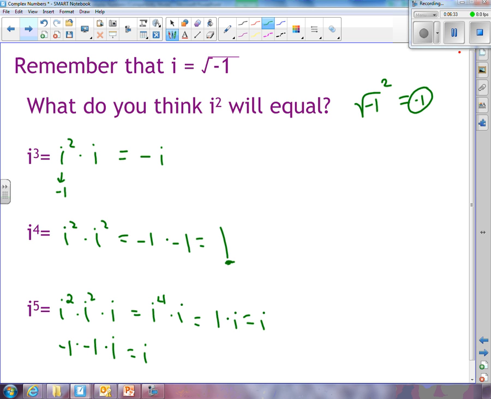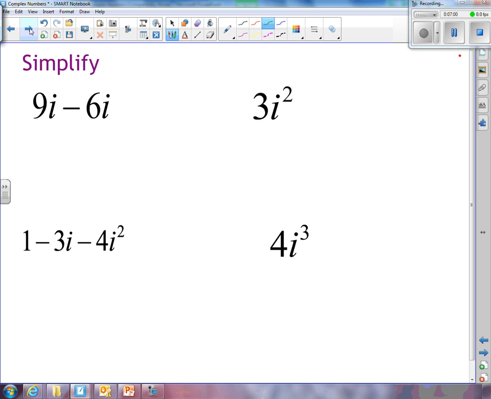So if you look, there's a pattern here. i equals i. i squared equals negative 1. i cubed equals negative i. i to the fourth equals 1. i to the fifth equals i. There's a pattern forming here. i to the sixth is going to equal, I'm going to leave that as a question for you for your video. So now let's try to simplify some more of these.